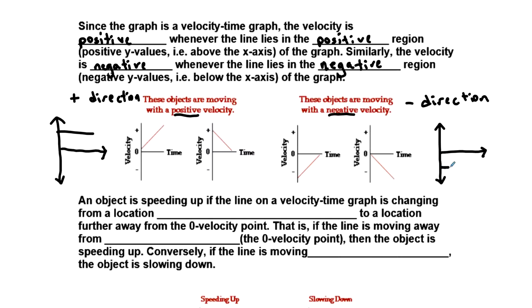You could have a horizontal line below the x-axis, which would just mean a constant velocity in the negative direction.